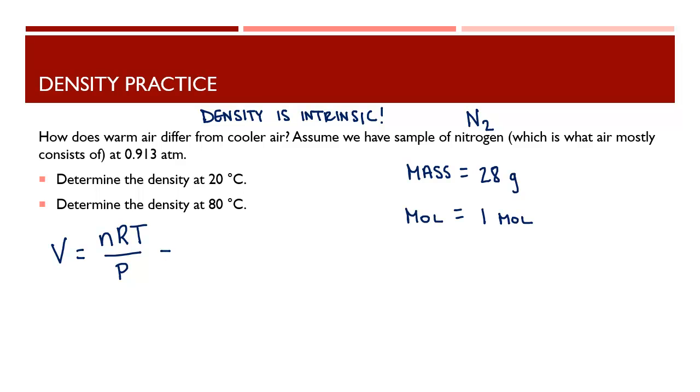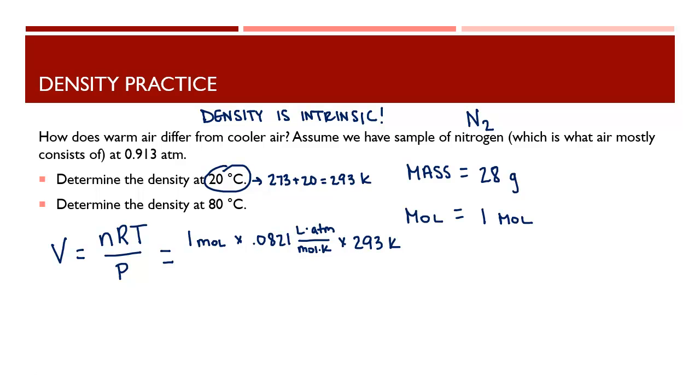So now I can start plugging things into this formula. The number of moles is 1. The R is equal to 0.0821 liter atmospheres over mole K. Now this temperature is in degrees Celsius, so we have 20 degrees Celsius, and we need to convert that to kelvins, so we're going to take 273 plus 20. That will give us 293 kelvins. Put all of this over the pressure, which is 0.913 atmospheres.